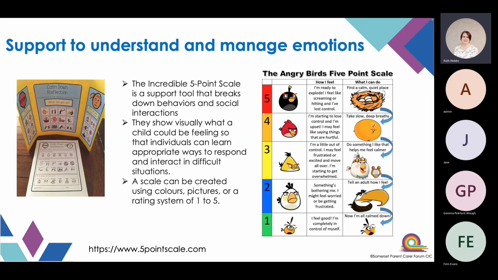So visuals can be really helpful to help young people to understand and explore those feelings in a way that they can understand. And you can use different things. You can use scales, you can use pictures, you can use colours, whatever works for that young person. And as I said, you will get the slides afterwards, and there is a link on there which explains the 5-point scale. And if you are interested in it, we also have some books at the office at the Parent Carer Forum, which we can loan out to people as well.